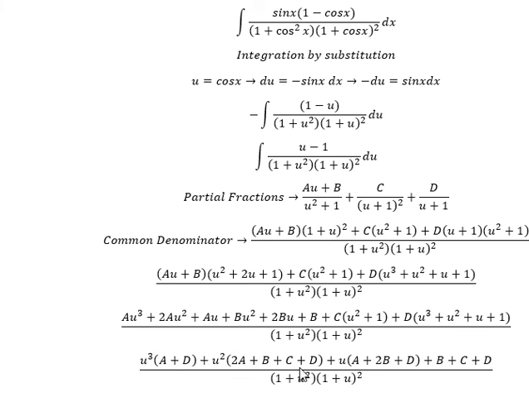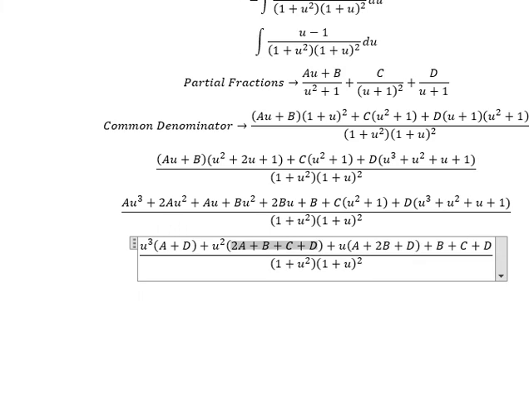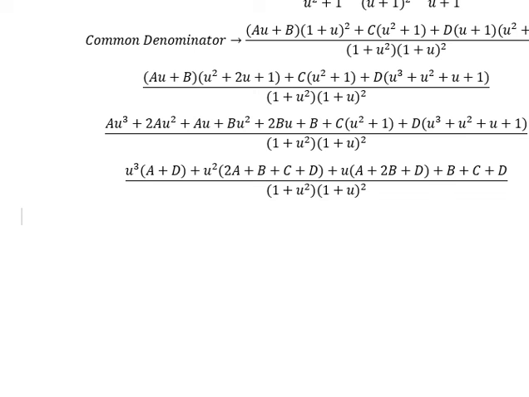Next, we need to compare coefficients. We have u, that means a plus 2b plus d equals 1. About the numbers, b plus c plus d equals negative 1. We don't have u to the power of 3 and u squared, so a plus d and 2a plus b plus c plus d equal 0. And now we create the system of equations.